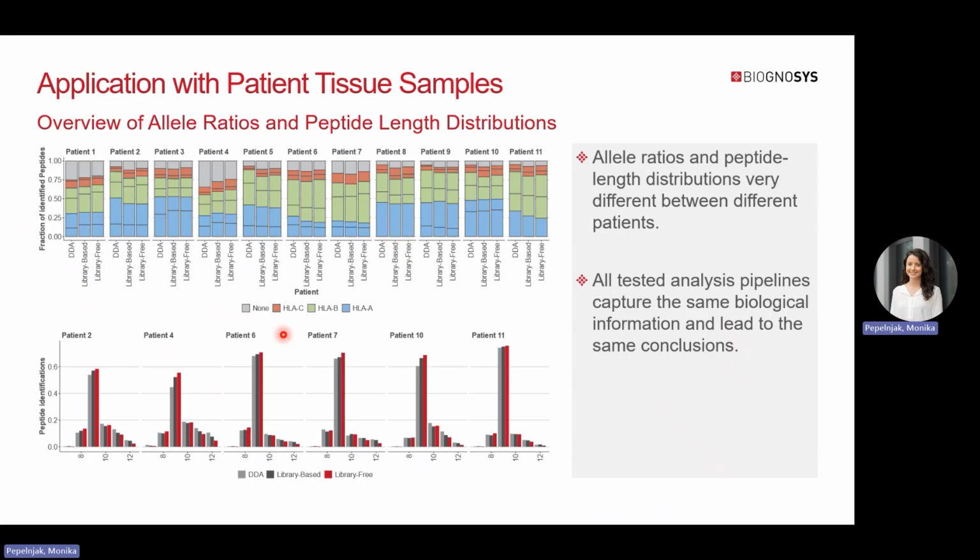The same is true for peptide length distributions. You can clearly observe differences in peptide length distributions between the patients, but focusing on a single patient, you can see that all the searches give us the same conclusions.